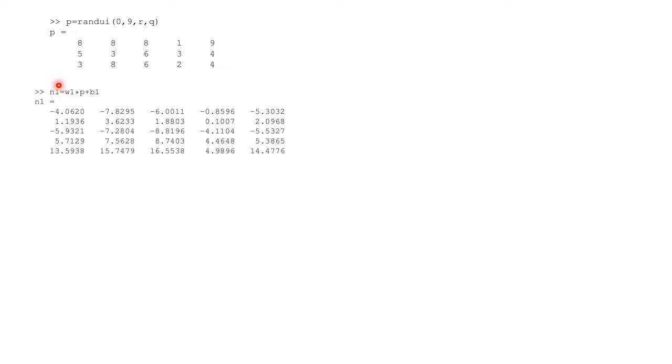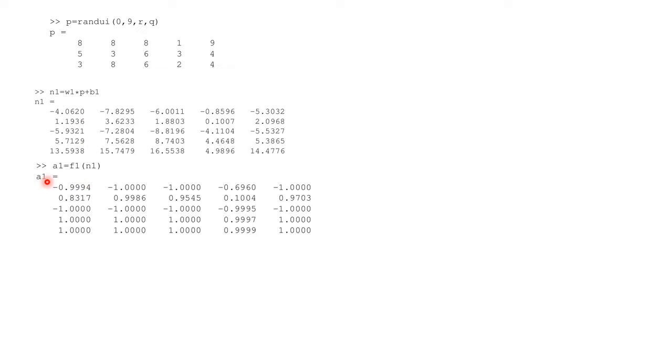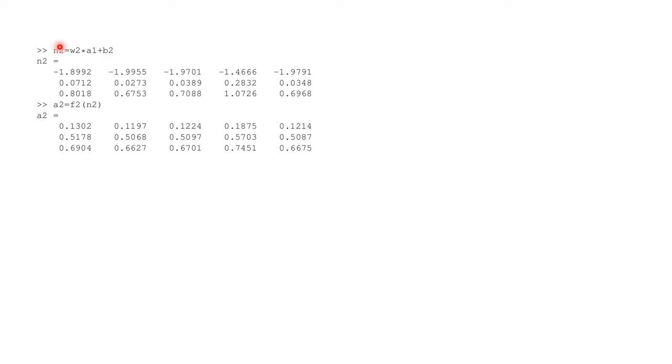What's N1 then? This is what gets fed into the first layer of neurons. It's W1P plus B1. There's N1, and then we apply the function F1 to this whole N1. MATLAB just applies that function to all of these components, and there's the activation out of the first layer. N2 gets fed into the neurons in layer 2, and we apply that function, F2, to that input to get the activation A2 out of layer 2.